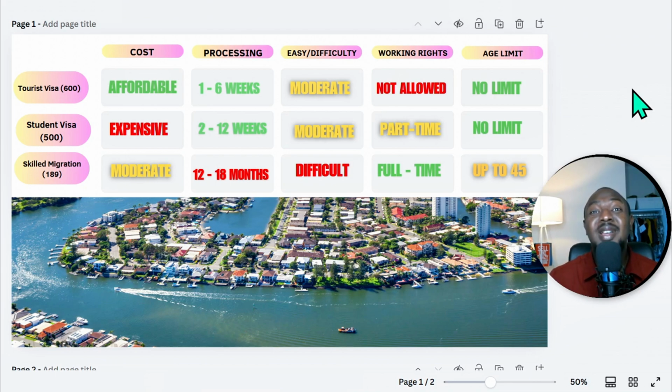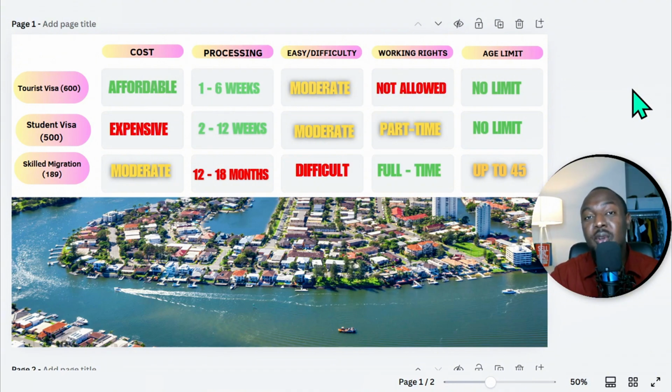Processing time, you have to have the patience to wait and also to go through the process, because you need to wait to get the skill assessment outcome. When you express your interest, depending on your points, you have to wait to get an invitation. And once you get an invitation and apply for the visa, you need patience to wait to get a visa outcome. So you'll be looking at around 12 to 18 months to go through the process. How difficult is this?